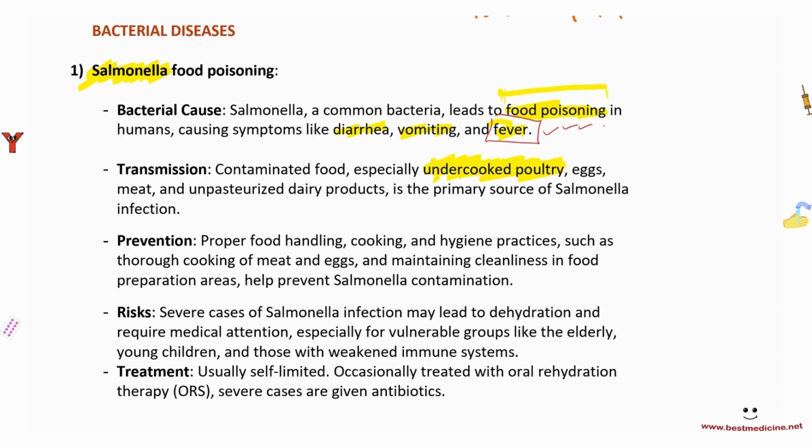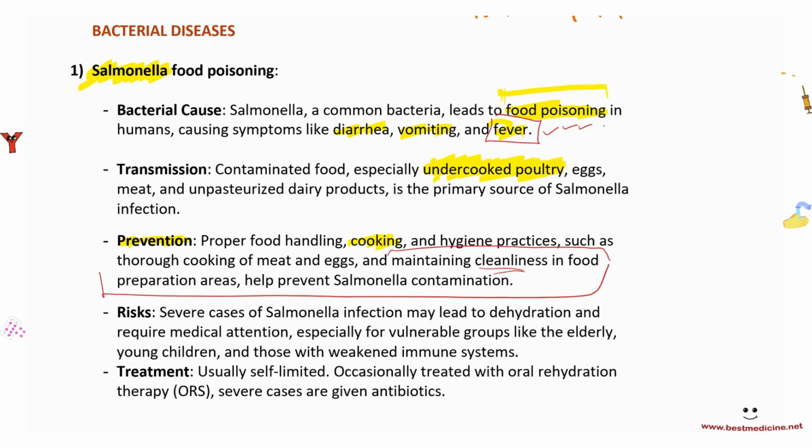So how can we prevent this? Obviously, prevention would be very easy because now we understand how this is transmitted. So proper food handling and proper, thorough cooking, good hygiene practices, and maintaining cleanliness in food preparation areas help prevent salmonella contamination. Salmonella is a very popular source of food poisoning among people who get this food poisoning from restaurants, right? Because some restaurants might not have the best cleanliness procedures going on, okay?